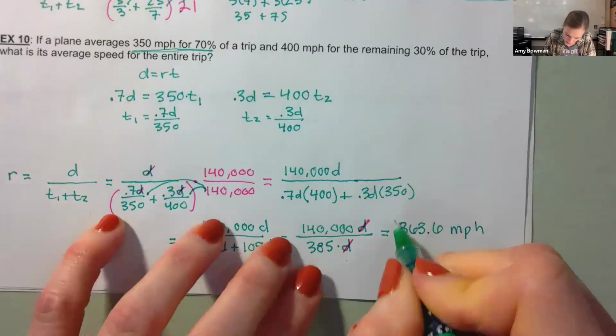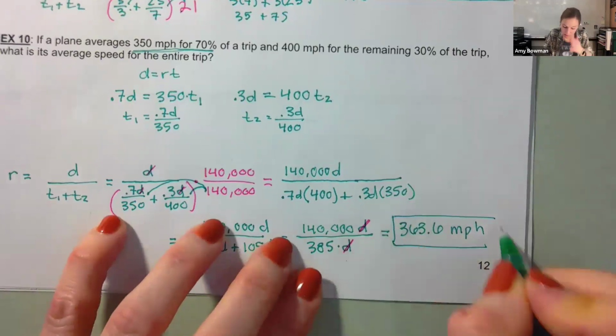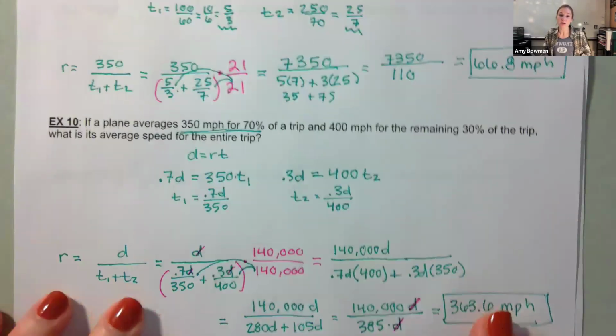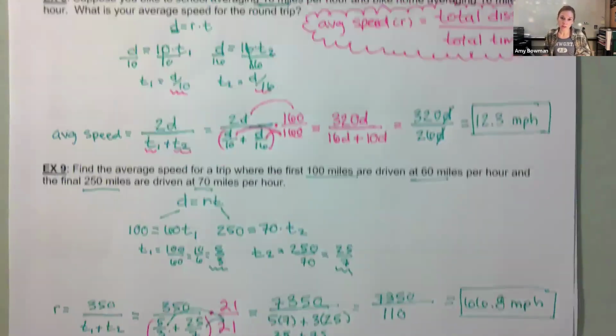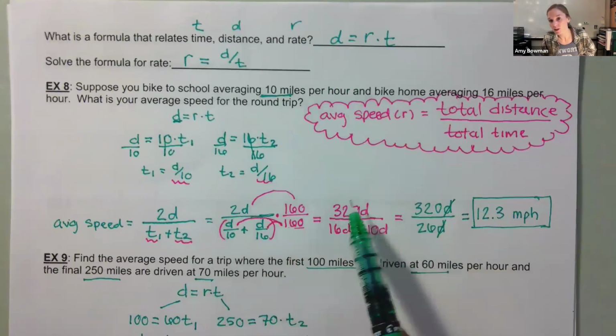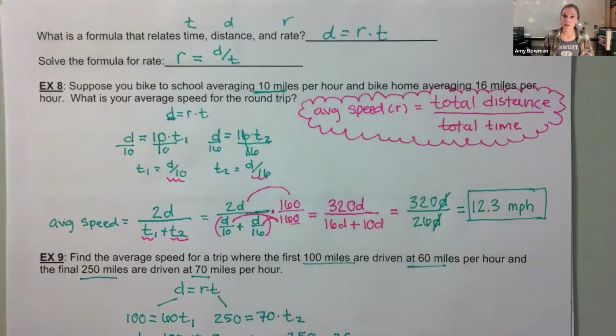Okay, all right. So that is the end of 5.4, adding and subtracting algebraic expressions. Don't forget about this important relationship of distance equals rate times time, and how to calculate average speed by dividing total distance by total time.